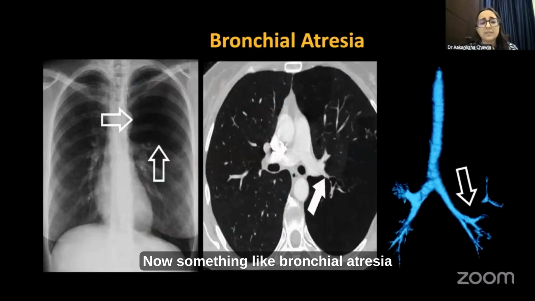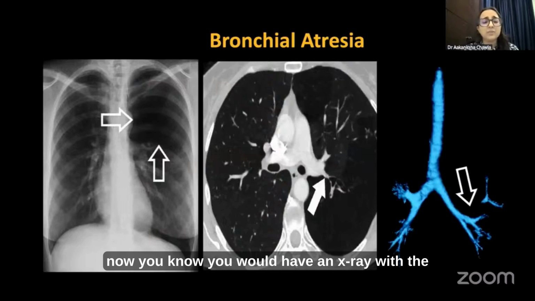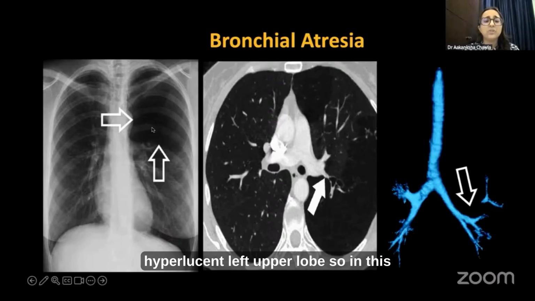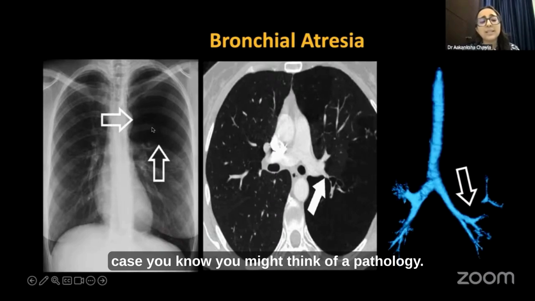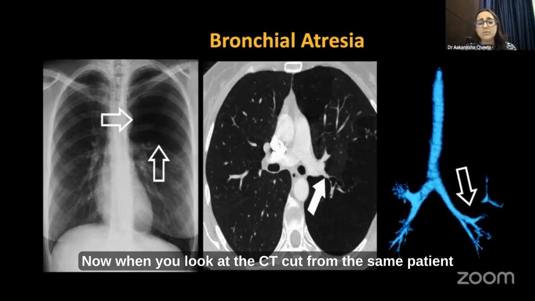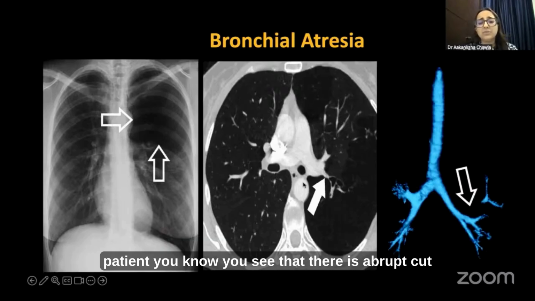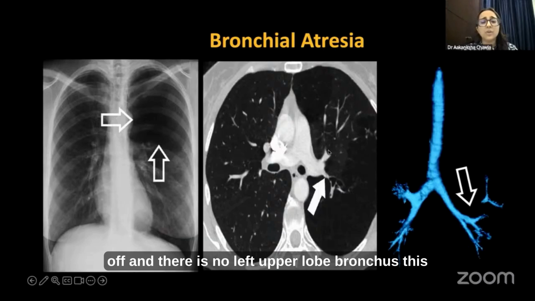Now, something like bronchial atresia. Here you would have an X-ray with a hyperlucent left upper lobe. So in this case, you might think of a pathology. When you look at the CT cut from the same patient, you see that there is an abrupt cutoff and there is no left upper lobe bronchus.